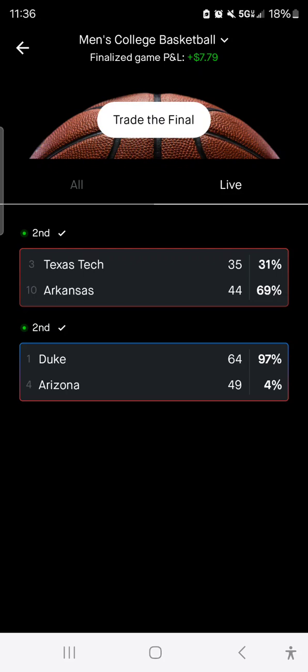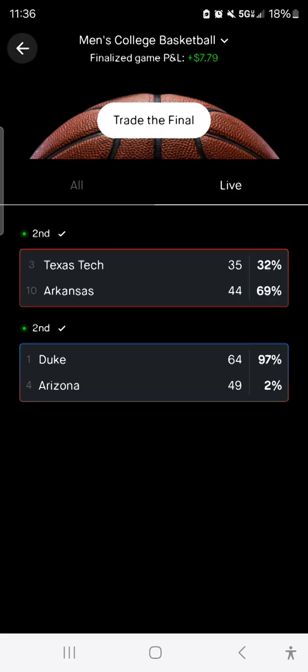But as you know, the game continues on, you see the percentage, and once they feel like it has been decided, it's pretty much over. Like this one, the Duke and Arizona one, looks like it's pretty much over there.